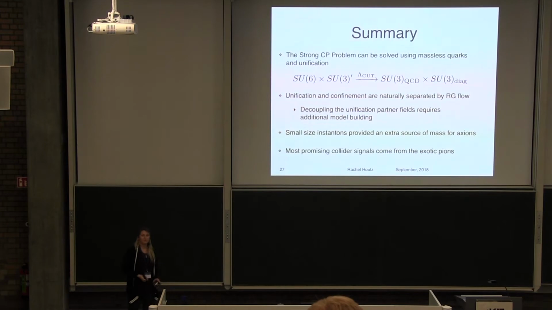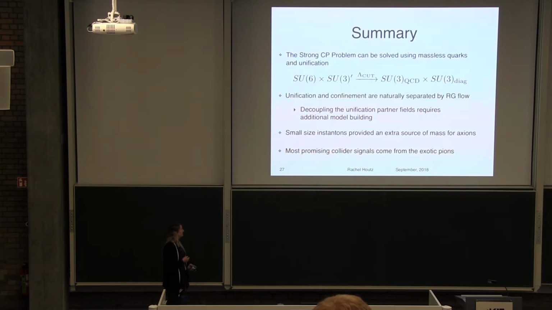All right, so the summary for what we did is that we were able to solve the strong CP problem using massless quarks and unification, which is a different twist on how it's been done. And the nice thing is that the unification scale and the confinement scale are very naturally separated by the RG flow. But the not so nice thing is that decoupling the unification partner fields was non-trivial and required significant additional model building.